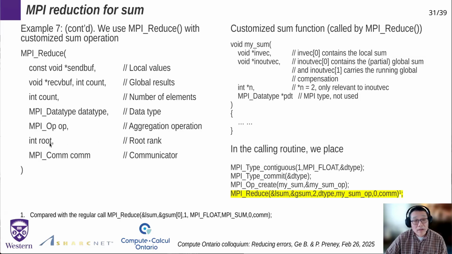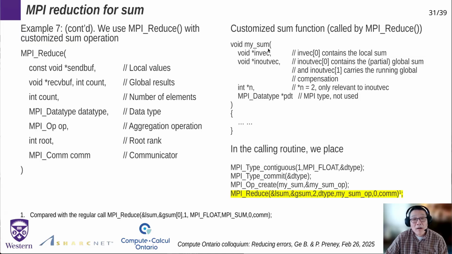And the root rank, they always put the root rank, which is 0 here, in the communicator. Okay, there's nothing new here in the MPI reduce call. What's new is that instead of using MPI sum, we're using a customized summation. Sometimes we call this a callback function.